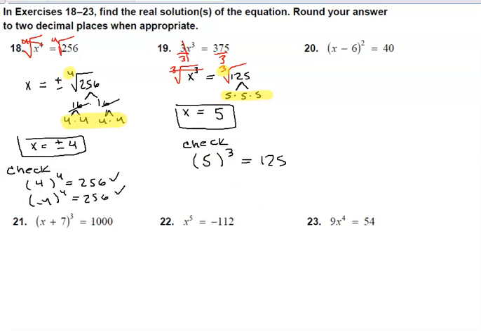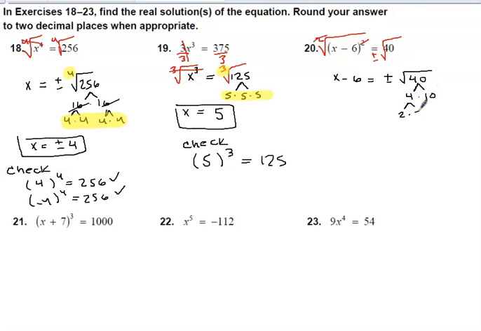In number 20, we cannot get to the -6 because it's stuck in parentheses with the exponent. So in this case, I do take the square root first. Don't forget your plus minus. The exponent and the radical cancel, so I'm left with x minus 6 is equal to positive or negative square root of 40. When I go to factor my 40, I have 4 times 10.